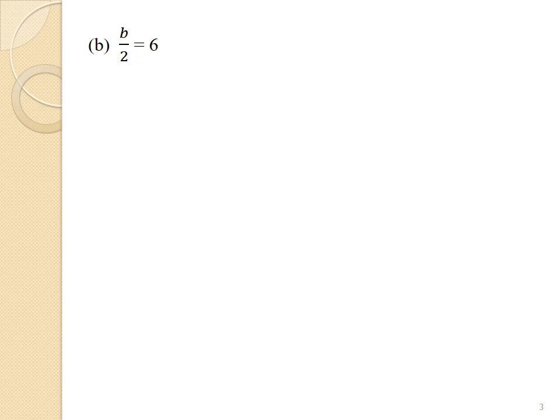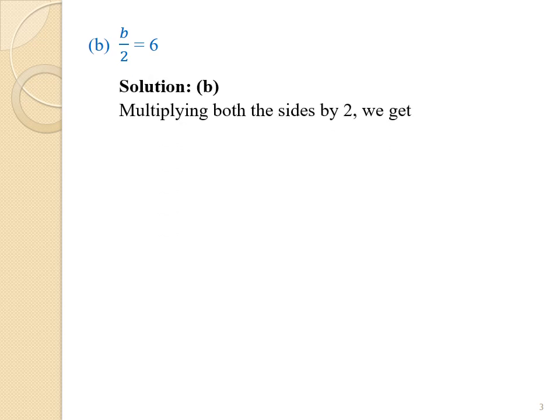Now, sum B. B upon 2 equals to 6. Students, in this equation, we have to use multiplication law. We have to multiply both the sides by a constant number 2. So, let's multiply both the sides by 2. Multiplying both the sides by 2, we get B upon 2 multiplied by 2 equals to 6 multiplied by 2.